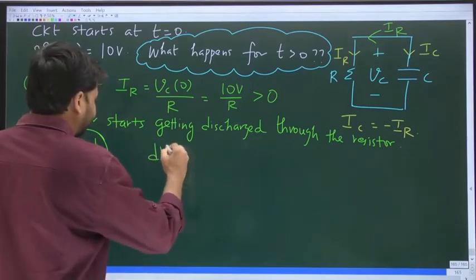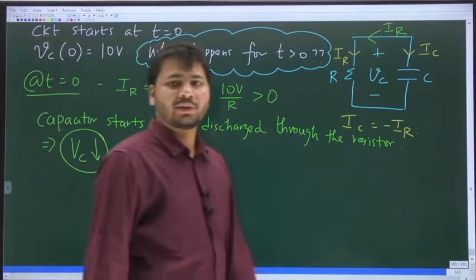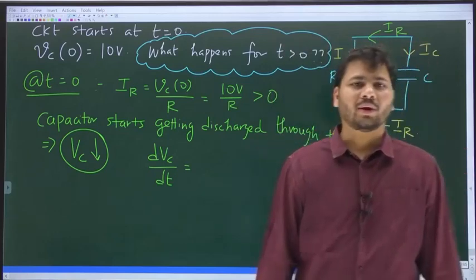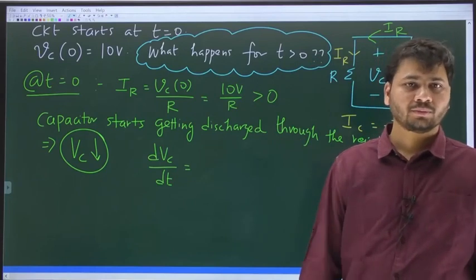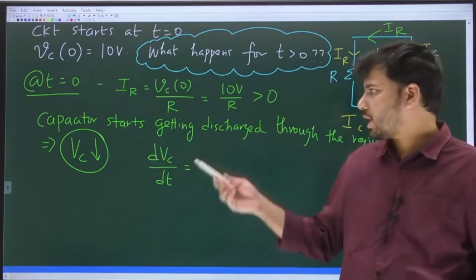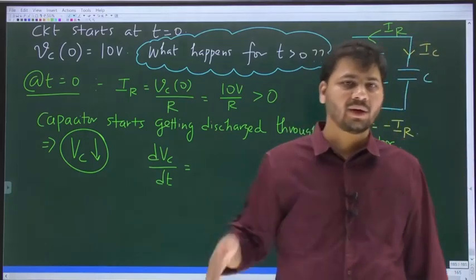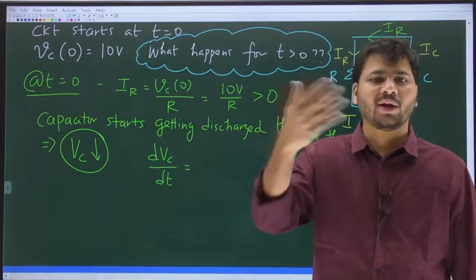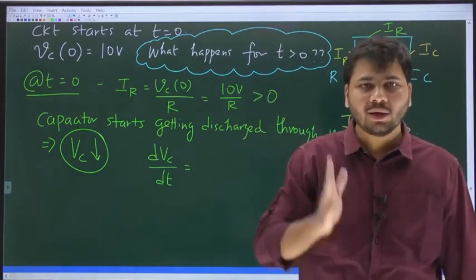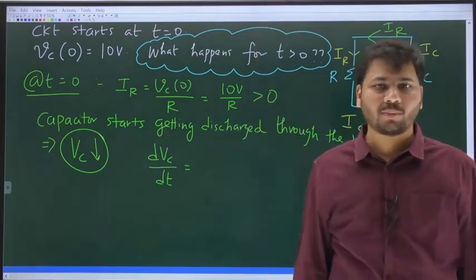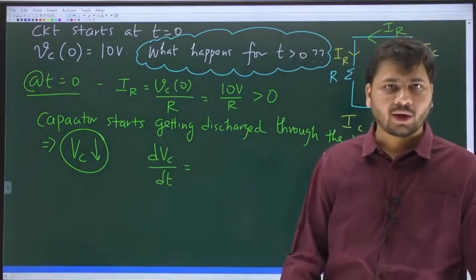Can you tell me the rate of change of the voltage across the cap? Question number 1: dVc by dt, is it going to be positive or negative? Will it not be negative? Because already we know the cap is getting discharged, which means Vc will decrease, so the rate of change will be negative. When it is getting charged, Vc will increase, and then the rate of change will be positive. So here dVc by dt is definitely going to be negative.